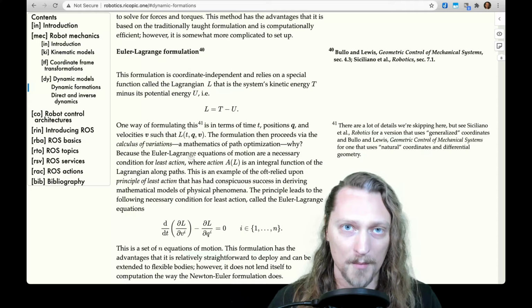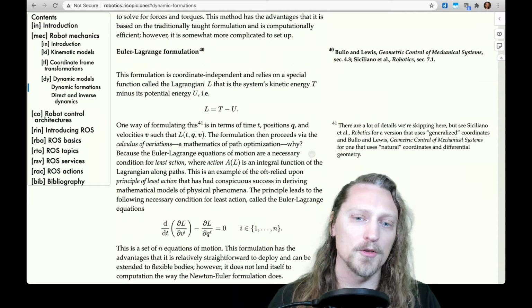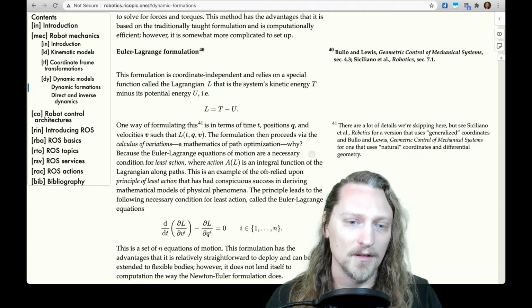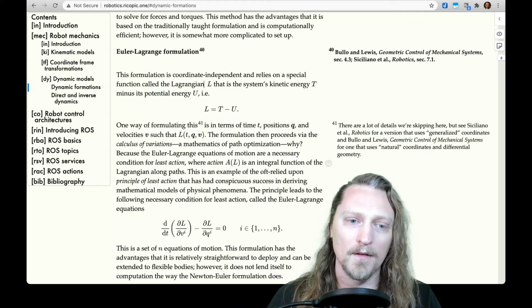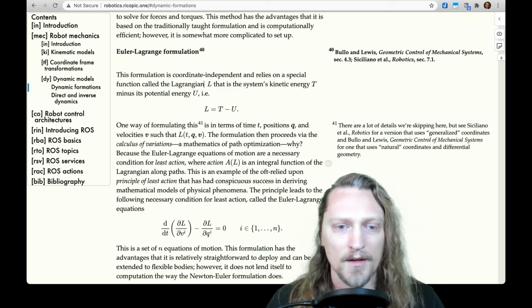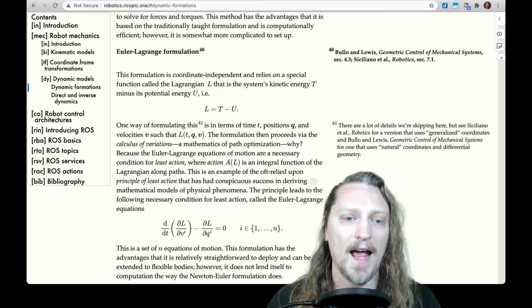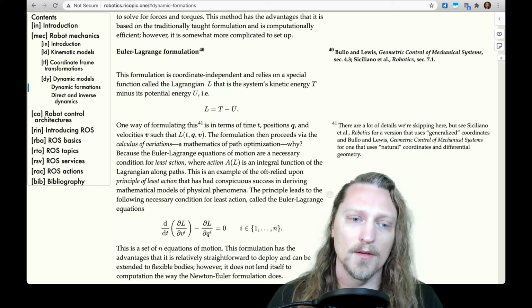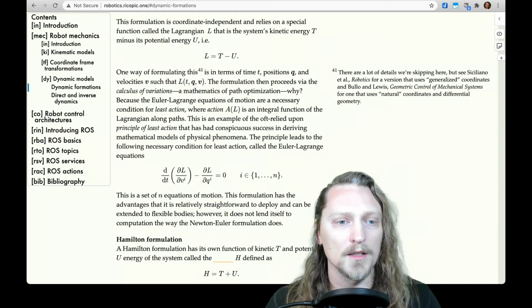Why? Because the Euler-Lagrange equations of motion are a necessary condition for least action, where action, A, a function of the Lagrangian, is an integral function of the Lagrangian along different paths. This is an example of the oft relied upon principle of least action that has had conspicuous success in deriving mathematical models of physical phenomena. The principle leads to the following necessary condition for least action, called the Euler-Lagrange equations.